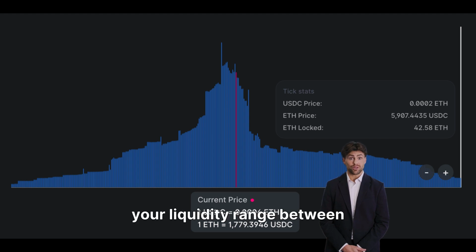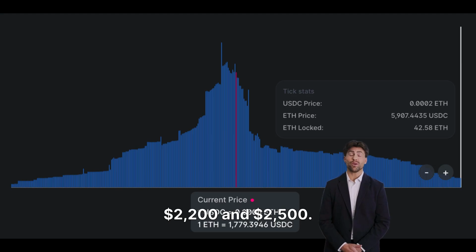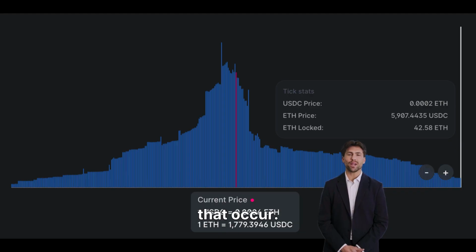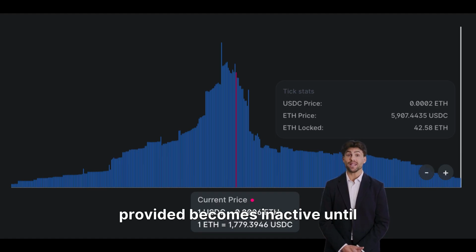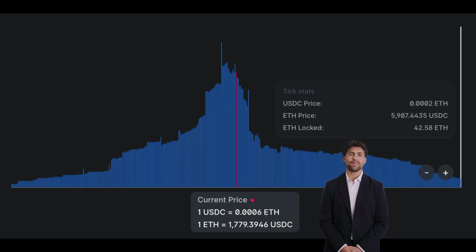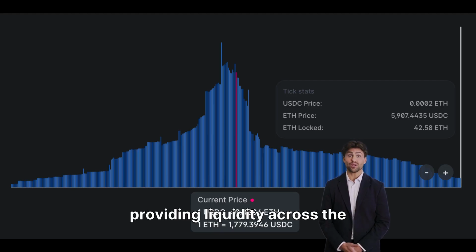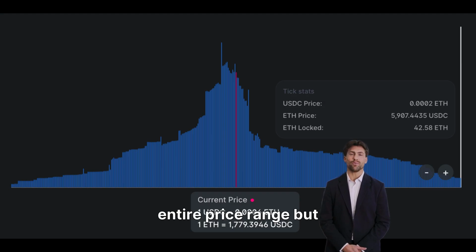Let's say you set your liquidity range between $2,200 and $2,500. If the price of ETH stays within that range, you earn trading fees on the swaps that occur. However, if ETH's price moves outside of that range, the liquidity you provided becomes inactive until the price returns. This gives you the potential to earn much higher fees compared to providing liquidity across the entire price range, but also comes with the risk of impermanent loss if the price moves significantly.